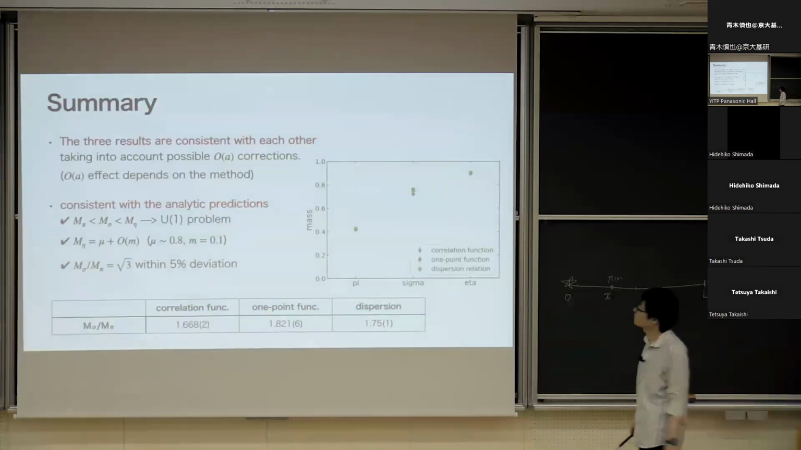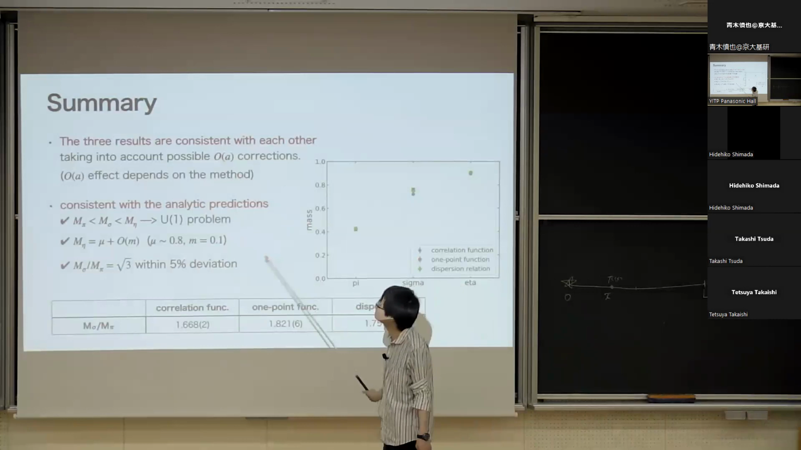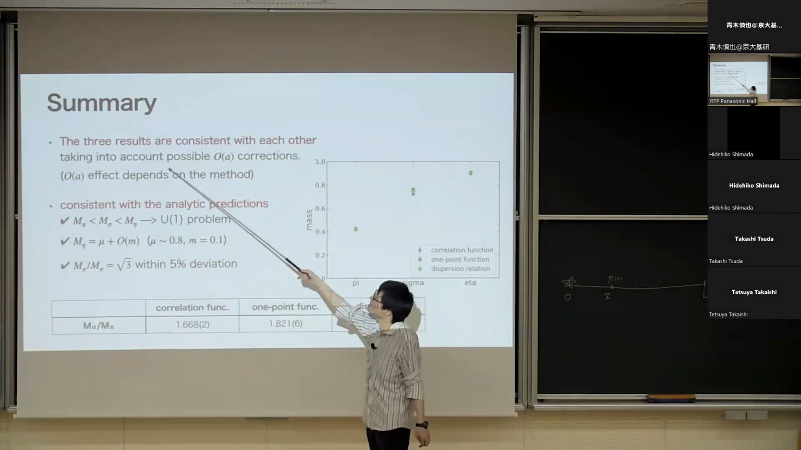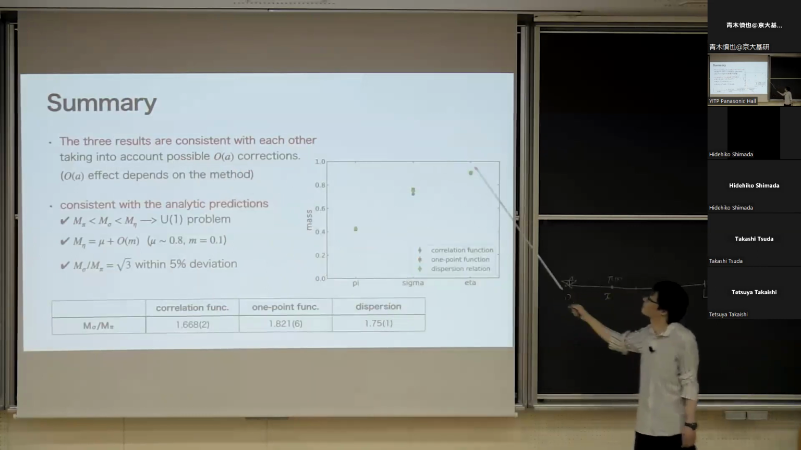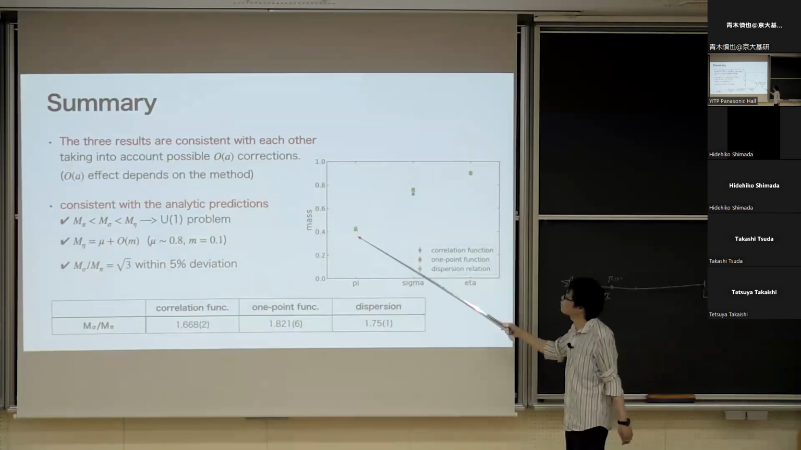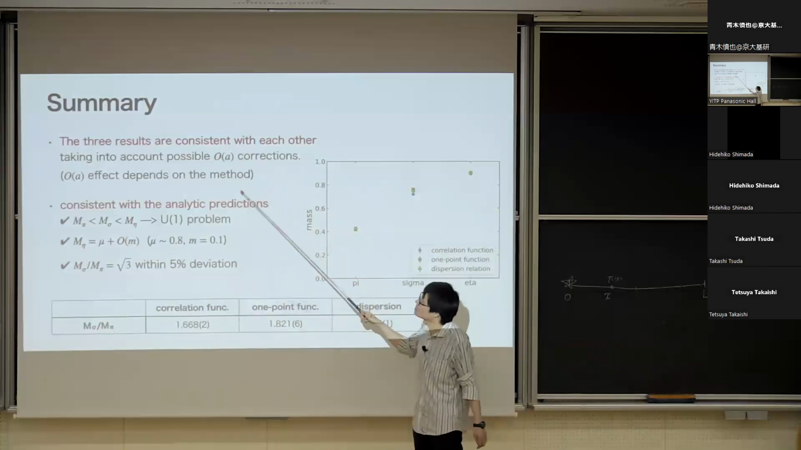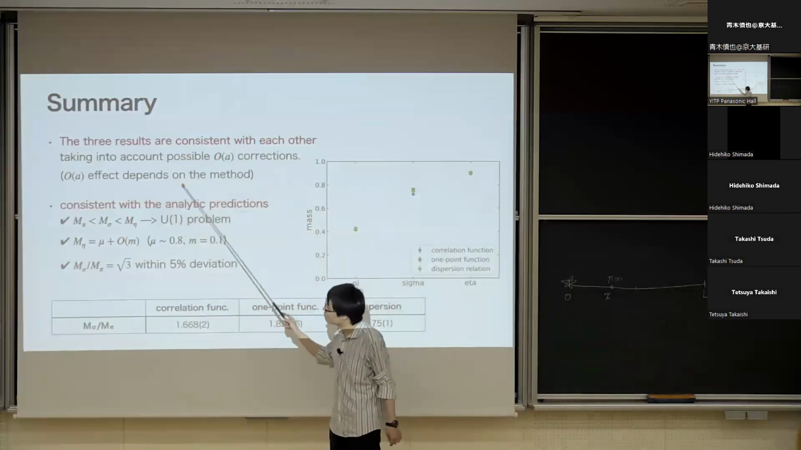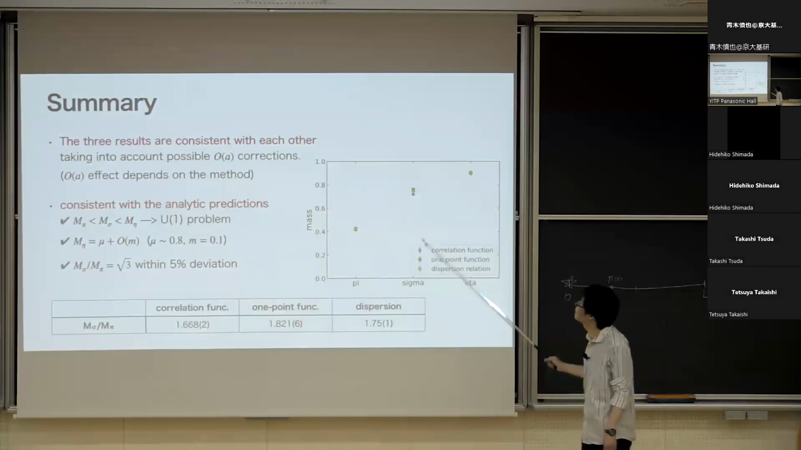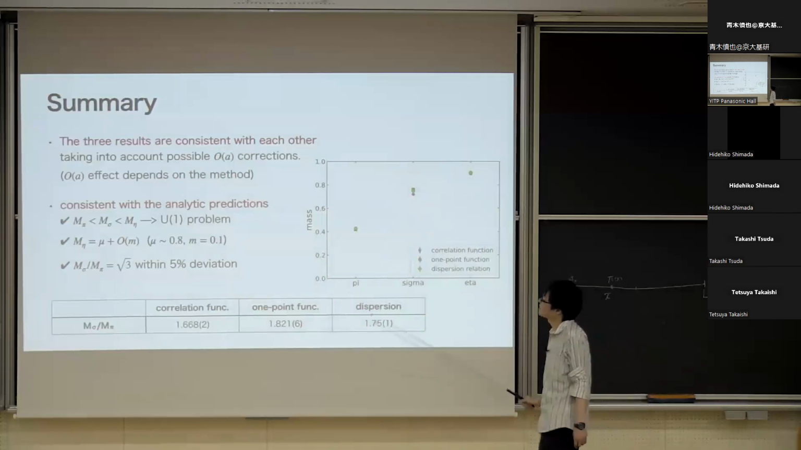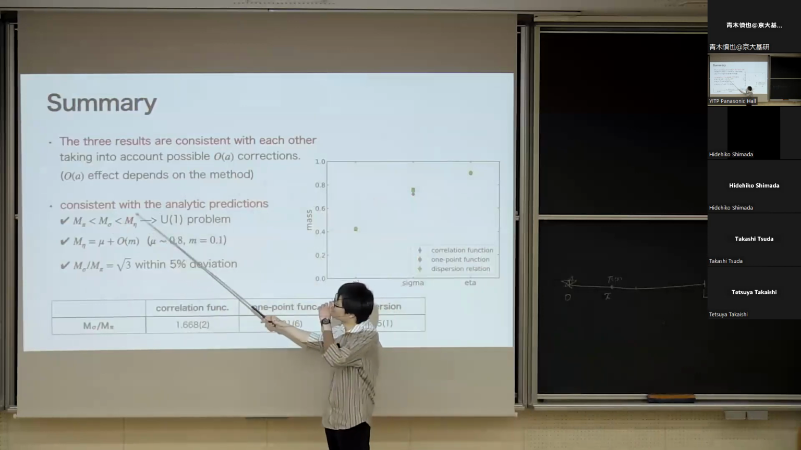So let me summarize. We propose 3 methods, and the 3 results obtained by these methods are consistent with each other, as plotted here. Of course, there's some small deviation, which maybe comes from the finite spacing effect, and the finite spacing effect can depend on the method in general. So maybe if we take the continuum limit, these points approach each other. And also, this result is consistent with the analytic prediction.